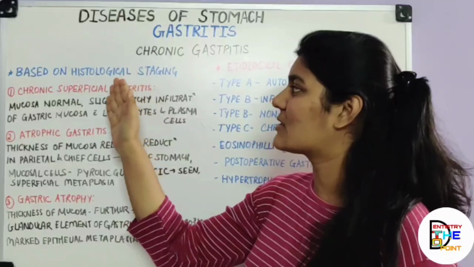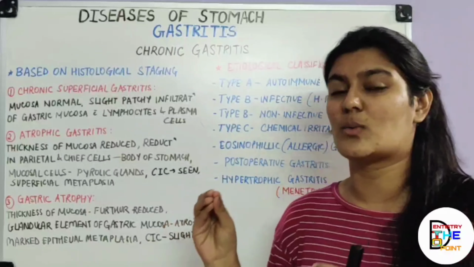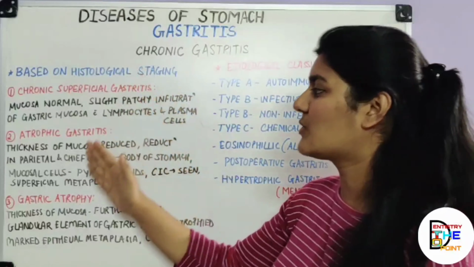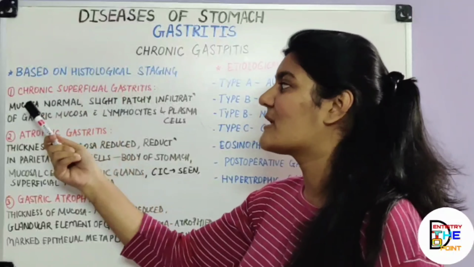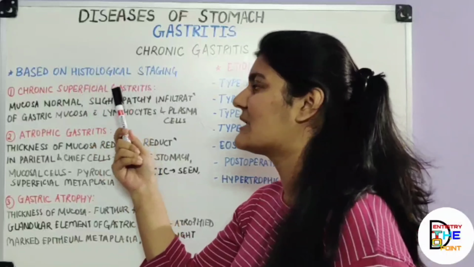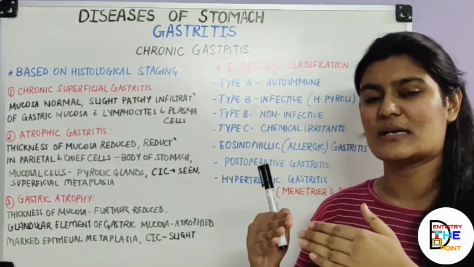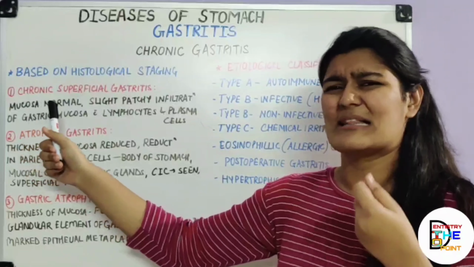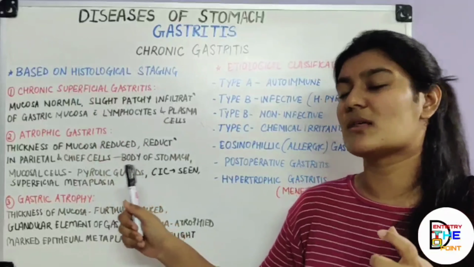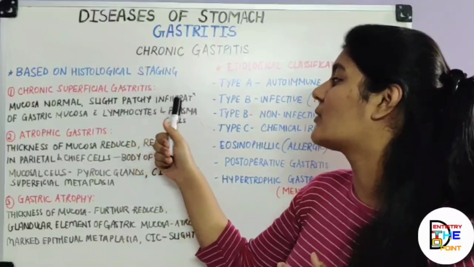So based on the stage of histology which it is seen, it is divided into three types. The first is chronic superficial gastritis. नाम से ही समझ आ रहा है chronic superficial gastritis है, मतलब कि ये कुछ initial gastritis है, it is not involving that deep of the gastric mucosa, superficially it is present. Okay, so here almost the mucosa is normal, but slightly it is patchy. Why is it patchy? Because of the presence of inflammation of the gastric mucosa with lymphocytes and plasma cells.